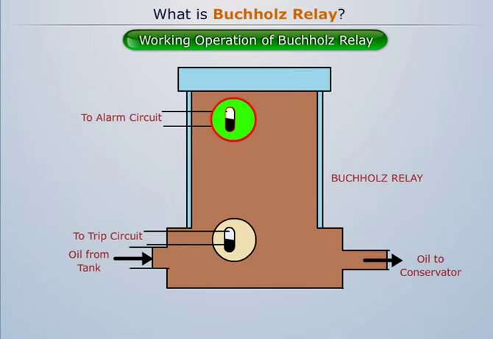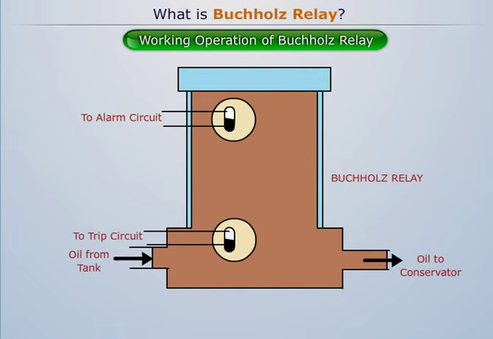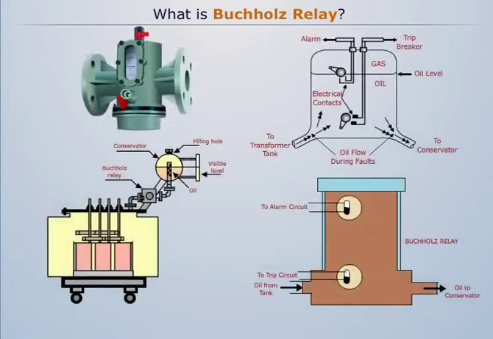The amount of gas collected can be viewed through the window provided on the walls of the chamber. The amount of gas indicates the severity, and its color indicates the nature of the fault that occurred. In case of minor faults, the float at the bottom of the chamber remains unaffected because the gases produced will not be sufficient to operate it. Now let us summarize Buchholz relay.